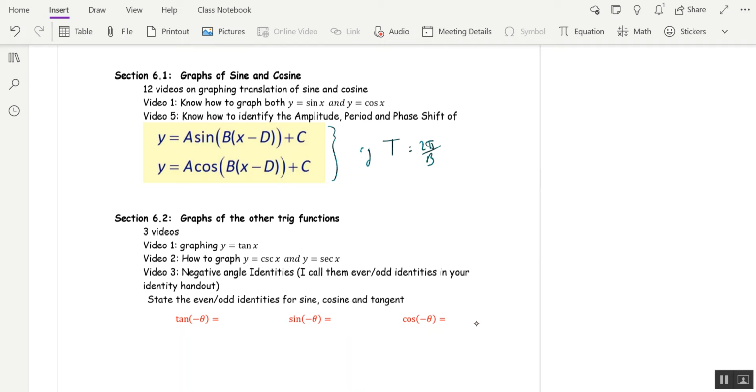However, in video 2, it shows you a way to graph cosecant and secant that doesn't require memorization, and it uses the graphs of sine and cosine. So I really like that approach.